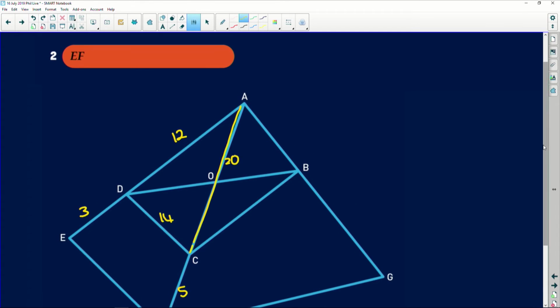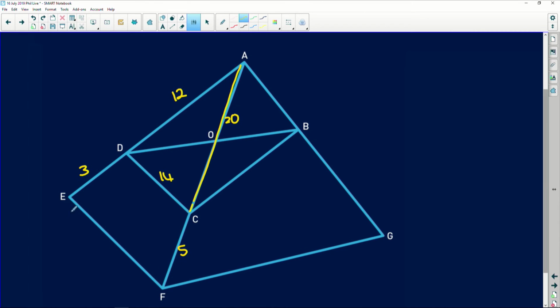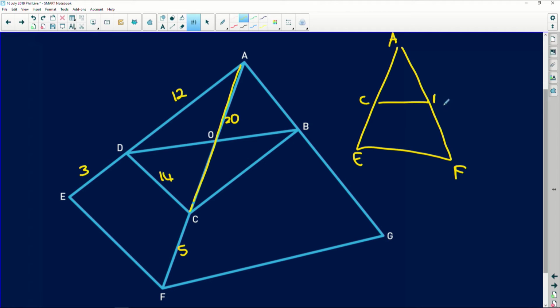So now it's saying, find the length EF. Okay, so EF is at the bottom here. So again, we're working in this triangle AEF, with CD parallel to EF. We have 12 over here, 13 over here, and 14 over there.